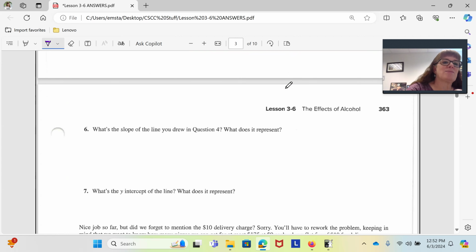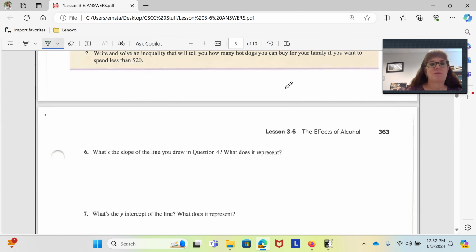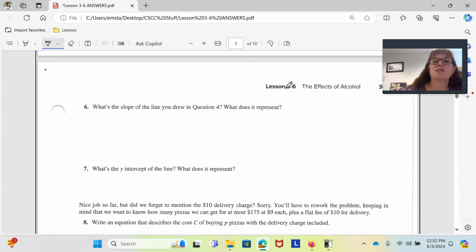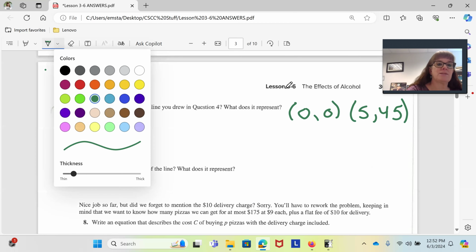So let's go back and find 2 of the points from the table. I've got the table up in front of me here. It's on page 362. I know that I had 0, 0 in the table. And I had 5, 45. You remember from section 3.1 that it doesn't matter which 2 pairs we use. We can use any 2 points. It should always end up being the same because that's what the definition of a line is.